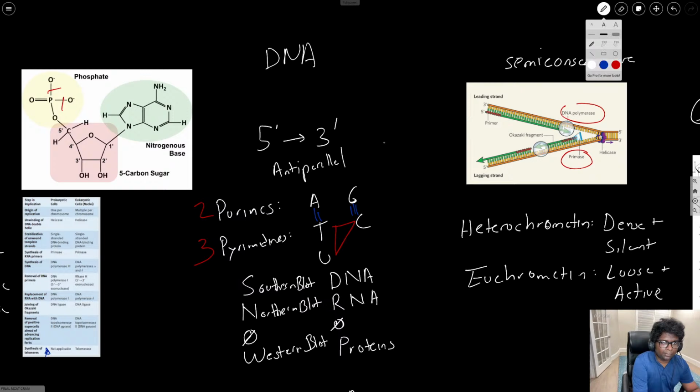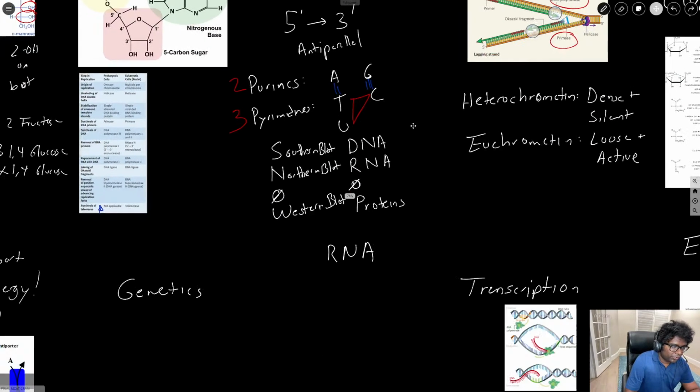Now I know probably all of us have done western blots in our biology labs. In my research lab, I was able to do northern and southern blots, but I don't think everyone else has. So if these are difficult for you, I highly recommend just knowing Snowdrop. That's all you really need to know. With that being said, let's wrap up DNA and let's move on to RNA.